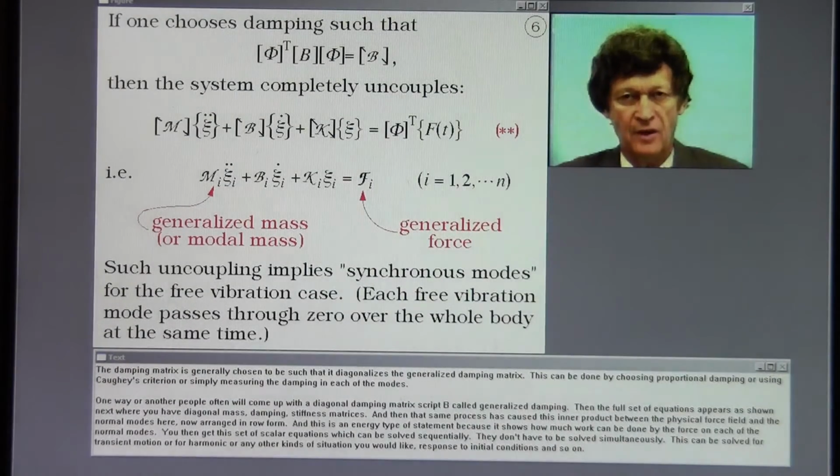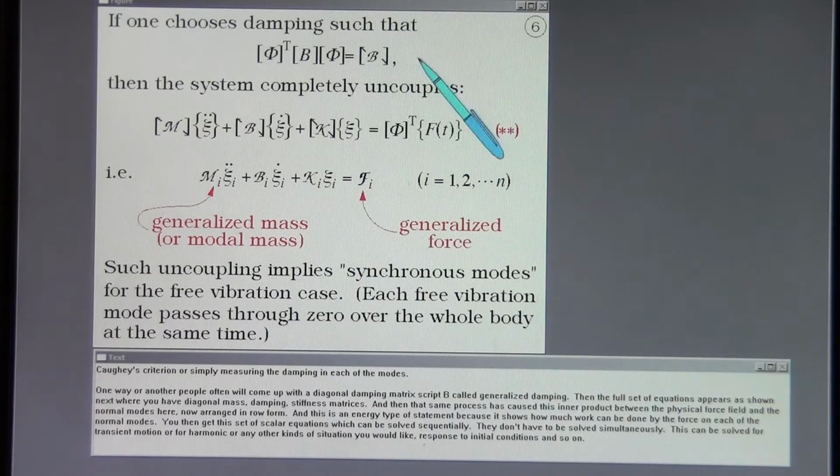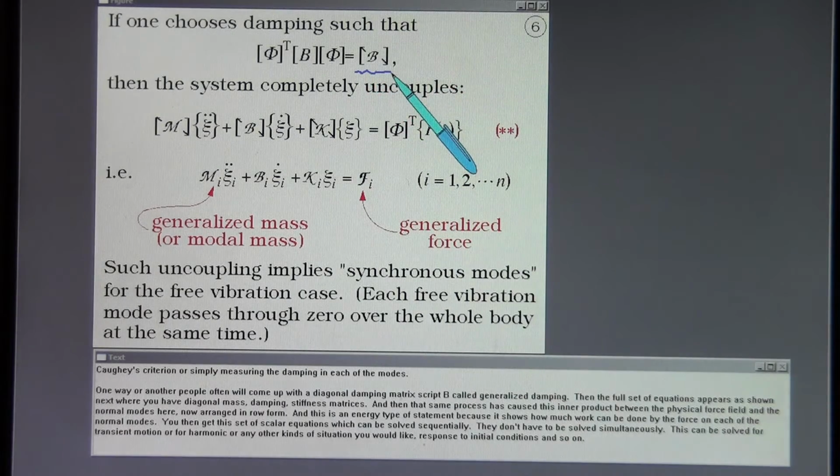The damping matrix is generally chosen to be such that it diagonalizes the generalized damping matrix. This can be done by choosing proportional damping or using Caughey's criterion or simply measuring the damping in each of the modes. One way or another, people often will come up with a diagonal damping matrix, script B, called generalized damping.